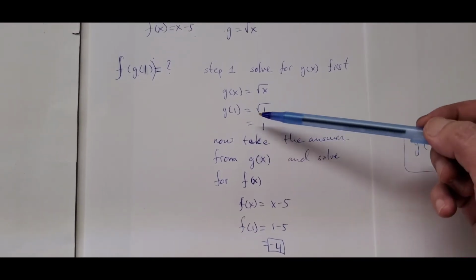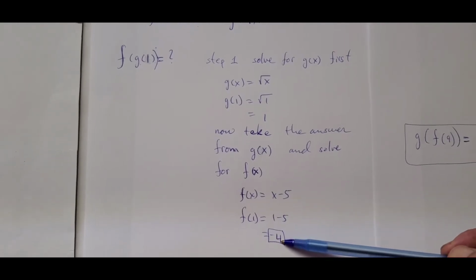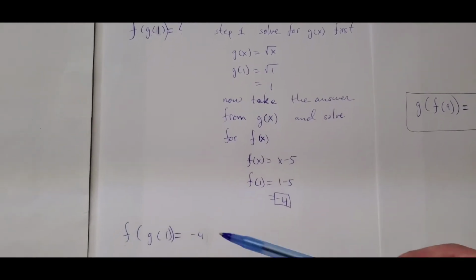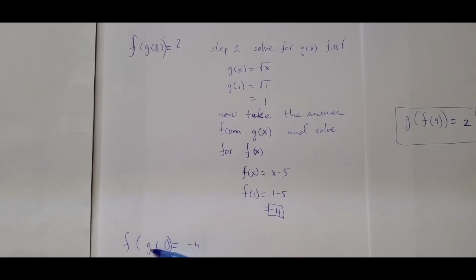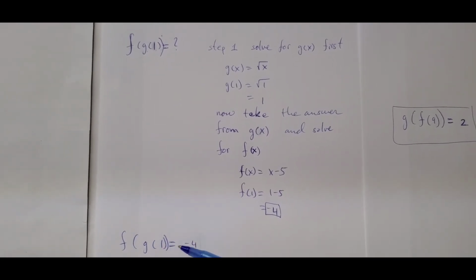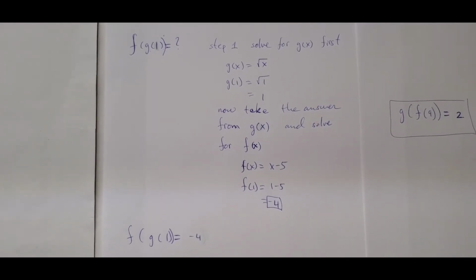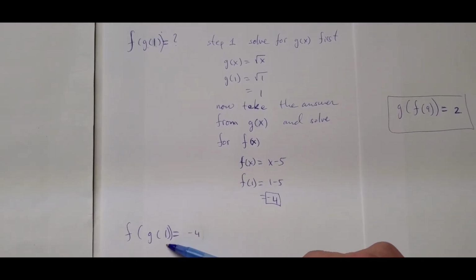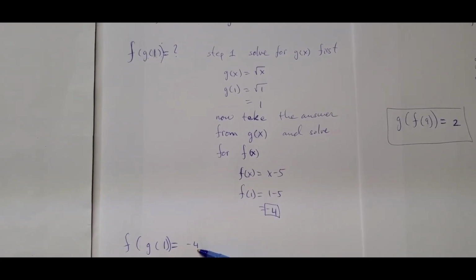Again, be very careful. This is not the answer. The answer is down here. So this is how you will write out your answer: f of g of 1 is equal to negative 4. This is the final answer.